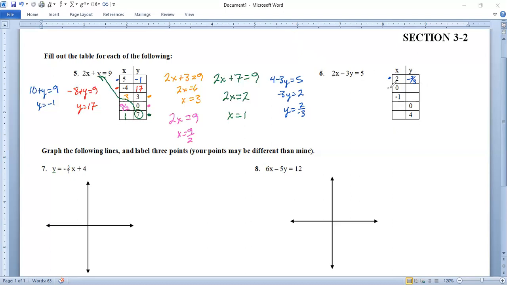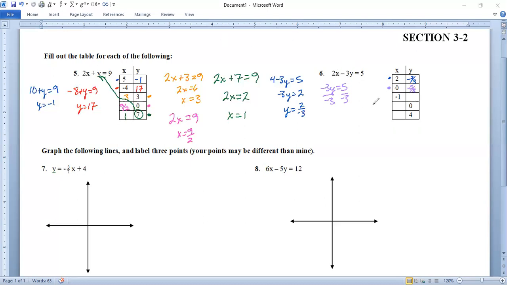Okay, now let's do the next one here. We'll use this purplish color. Stick in 0 for x. Oh, that's nice. If you stick in 0, you get 2 times 0 is 0 minus 3y equals 5. Divide by -3, divide by -3, and we get -5/3.